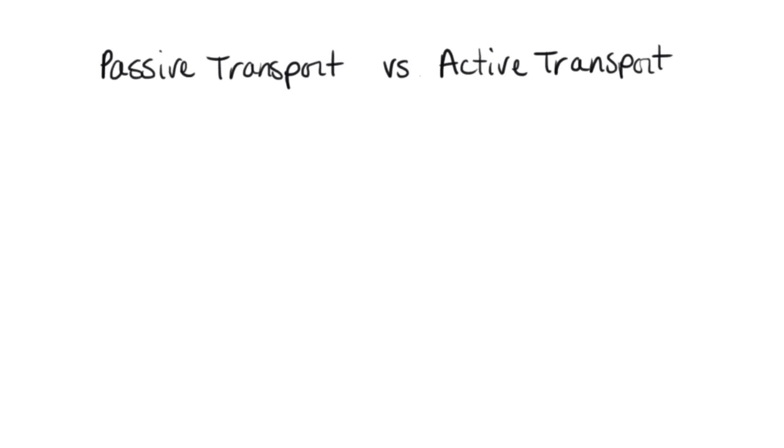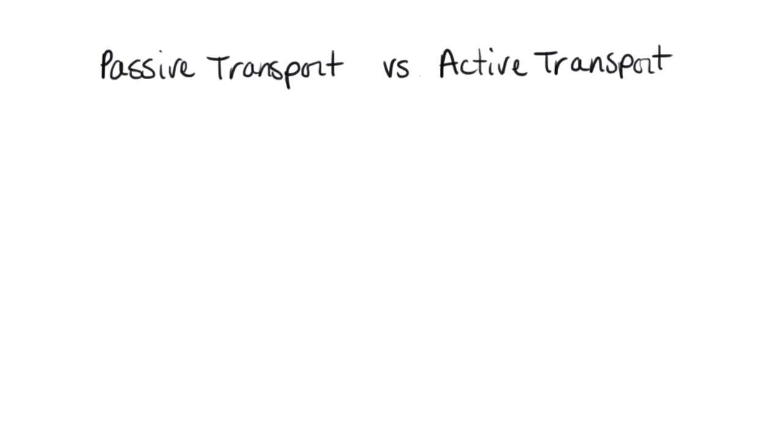When we start to talk about transport across a membrane, this transport is going to fall into one of two categories. We have passive transport, and then we also have what's called active transport. So if we talk about the characteristics of these two transports and how they vary from each other, one of the major differences between the two is going to have to do with the direction of movement.